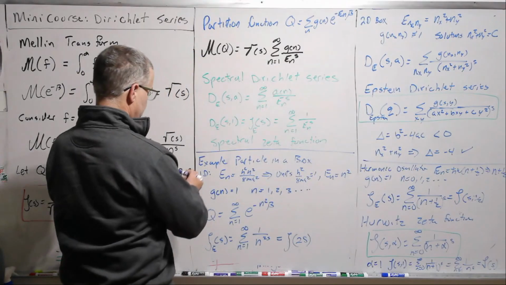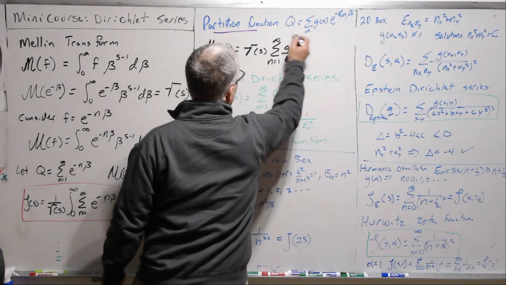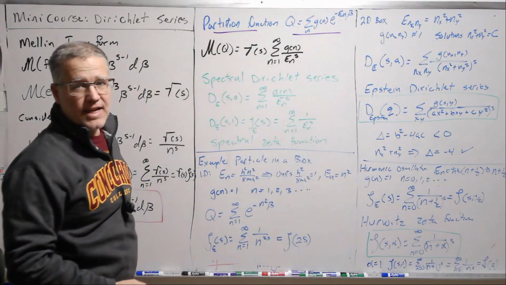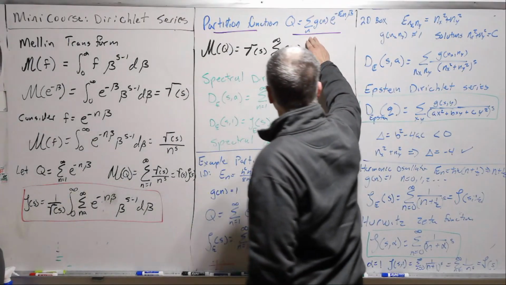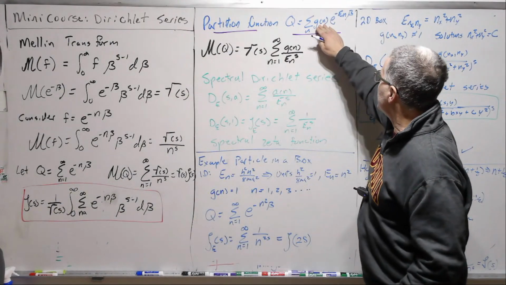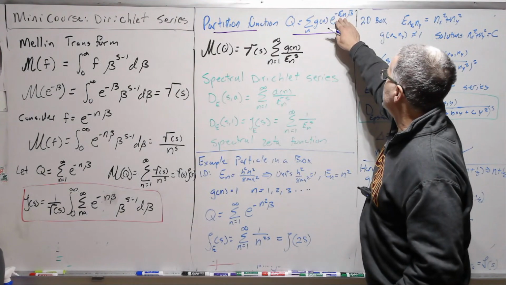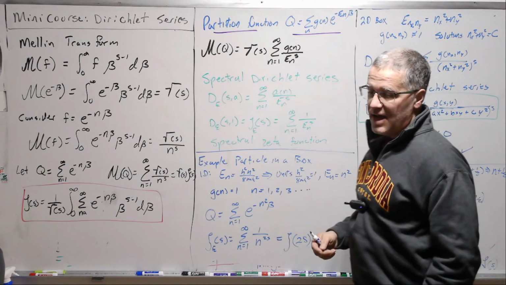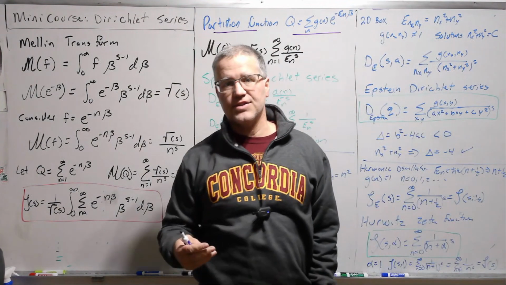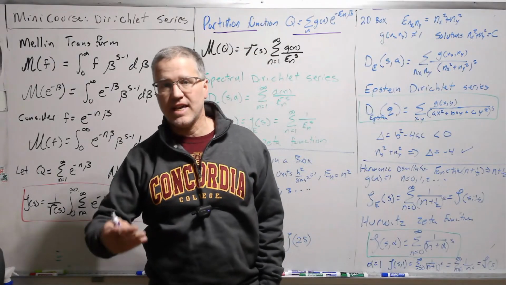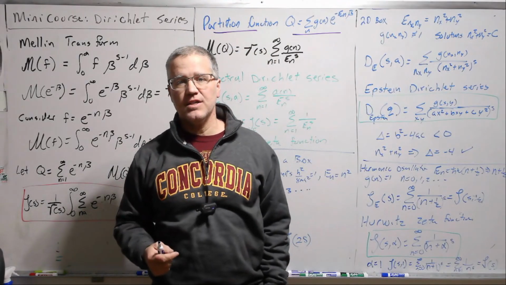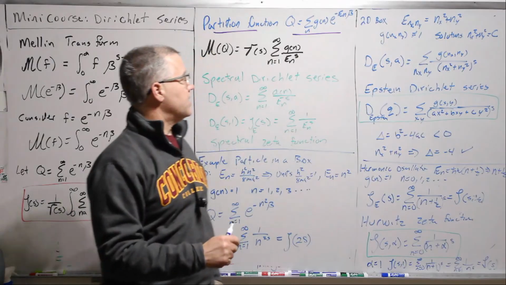So let's imagine we have a partition function, and we'll call that capital Q here, and this will sum over the energy states of the degeneracy times e to the minus E_n beta, and now beta will be interpreted as 1 over kT, so that's where temperature would come in, but we'll just leave it as beta here throughout.